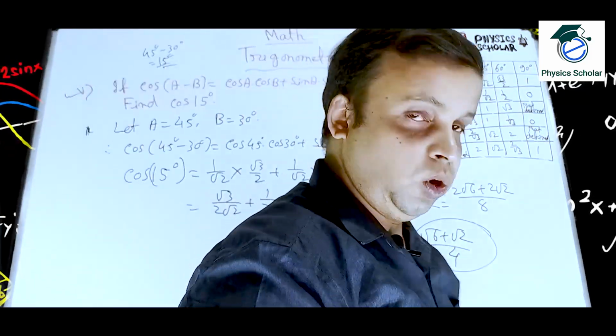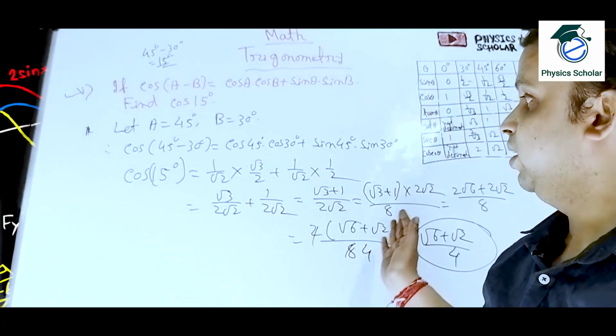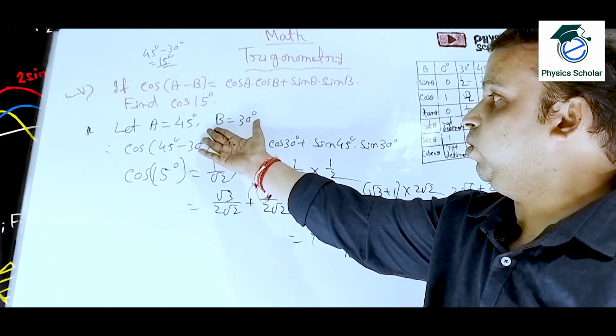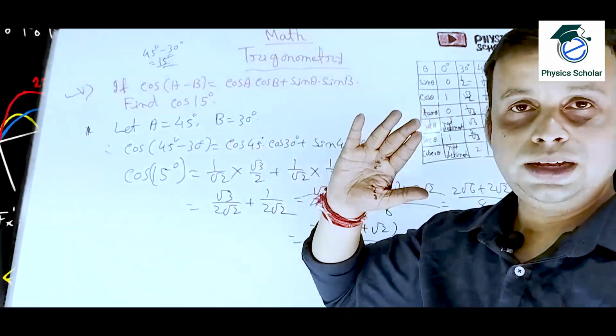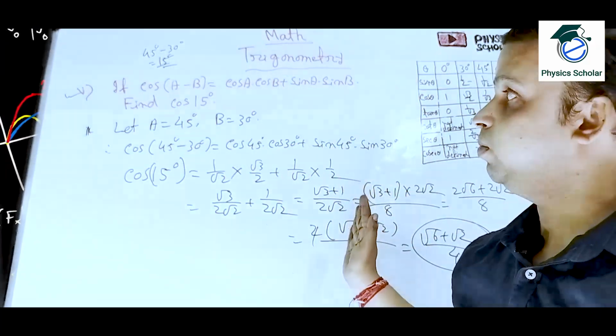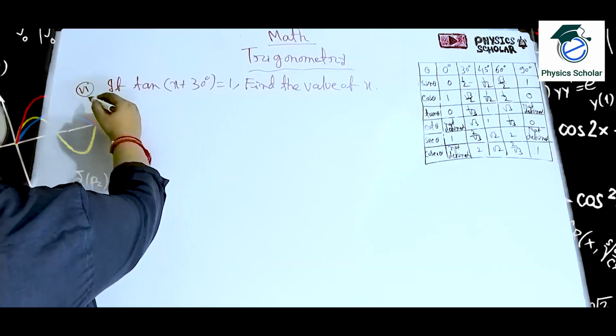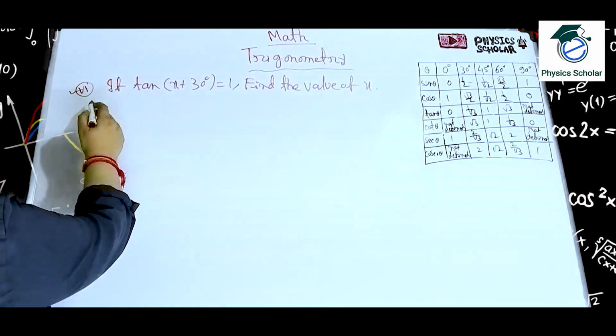Clear? So hope you have understood this. Clear? So only I am putting the value, A is 45 and B is 30. So 45 minus 30 is 15. So hope you have understood this. Now let us move to the sum number 6. Okay students. So now let's do sum number 6.